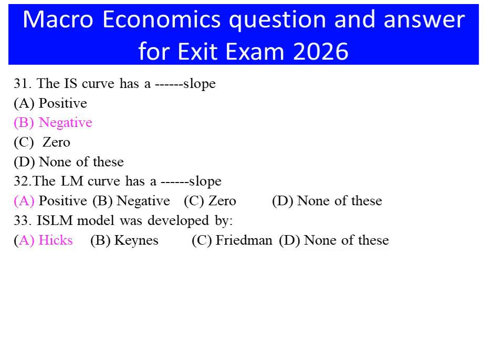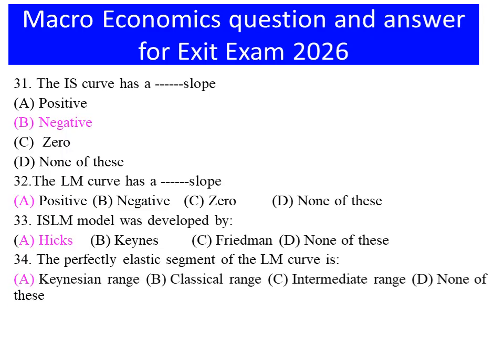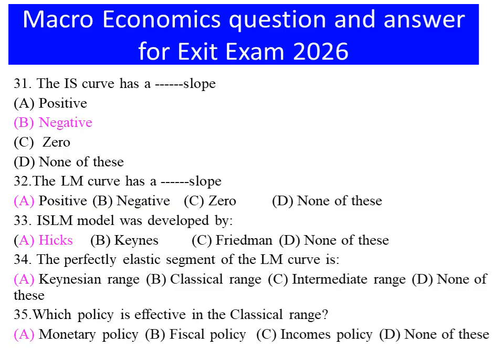The next, number 9, the cash balance equation M is equal to K times P times Y was given by A, Keynes; B, Pigou; C, Robertson; D, Marshall. The answer is D, Marshall. The cash balance equation was given by Marshall. Number 10, supply creates its own demand. Who says this? It is the law of Say.